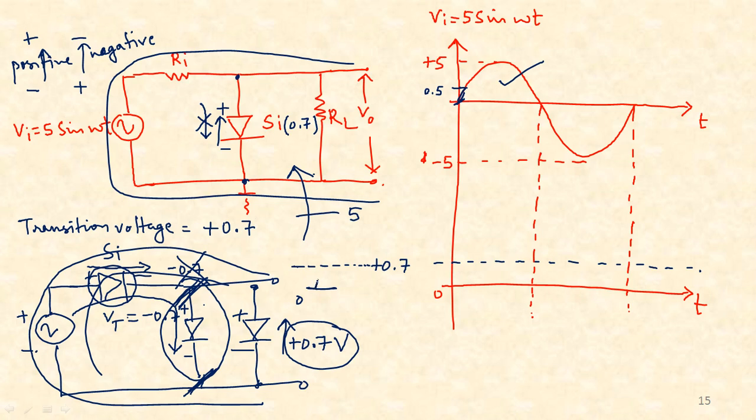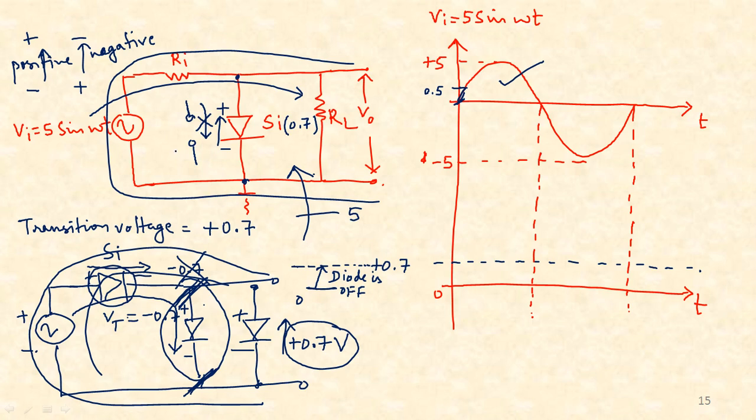So from 0 to 0.7, the diode is off. When it is off, it behaves like an open circuit. So when the diode behaves like an open circuit, what is happening to the input signal? Will it appear across RL or not? I am asking. Yes, it will appear. As of now, my input is just 0.5, so the diode is off, and the input signal will appear across the load resistor RL.